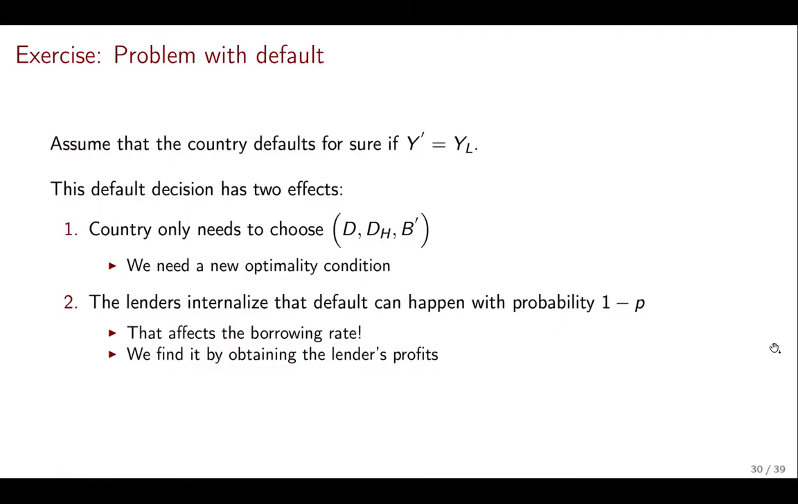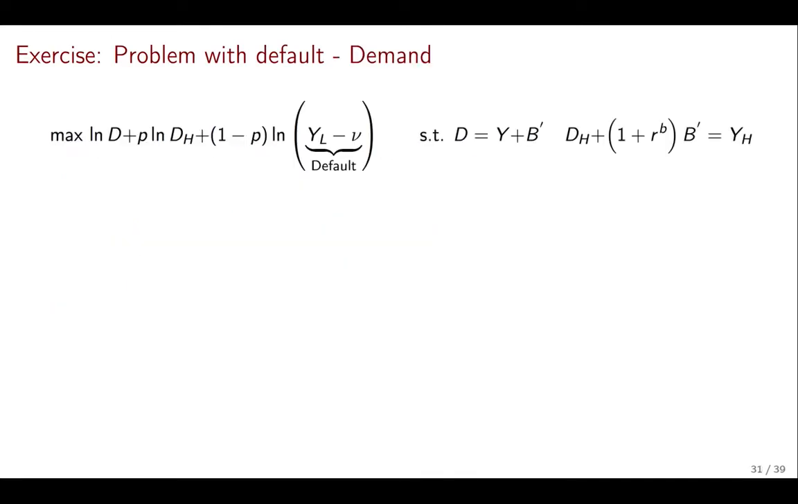The second thing that's going to happen is that international lenders are going to internalize the fact that default can happen with probability 1 minus p. And because default can happen, that's going to affect the borrowing rate. We're going to find that out by looking at lenders' profits. And we're going to see how, looking at the equilibrium in the lending market, we can get an expression for what the interest rate is going to be. So let's do that. The first thing is to pose the problem with default.